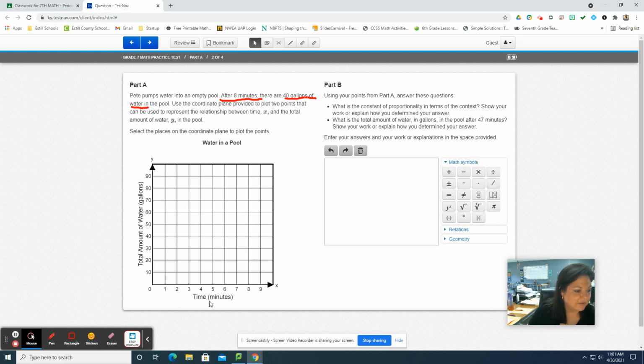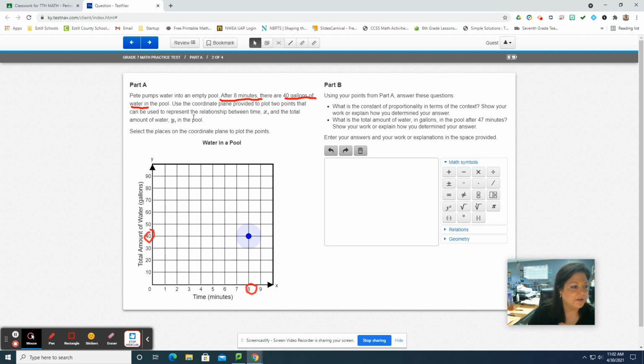I'm going to look and I say, well, 8 minutes is on my x-axis. So that's going to be here, and I can circle that. And 40 gallons is on my y-axis, so I can circle that. So I'm going to plot a point at (8, 40). Okay, and all I have to do is click.